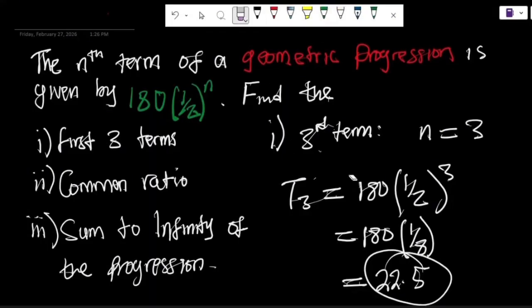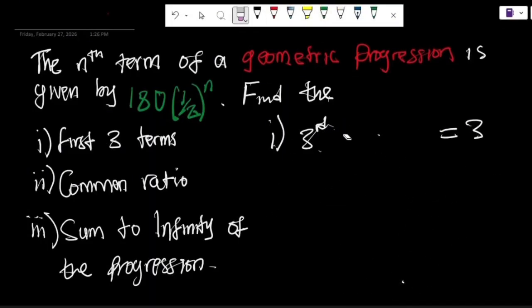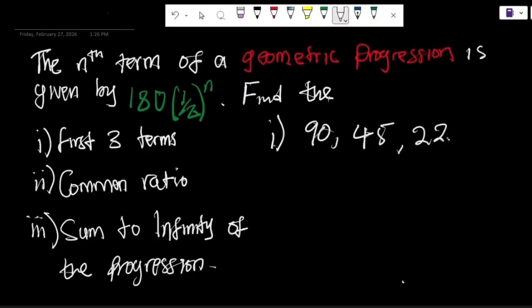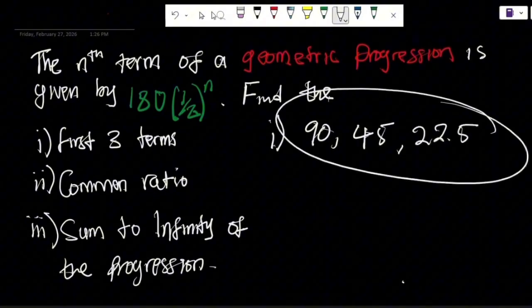So you can write this and say that the first three terms are 90, then 45, then 22.5. And so this is the answer for the first question. What about the second question?